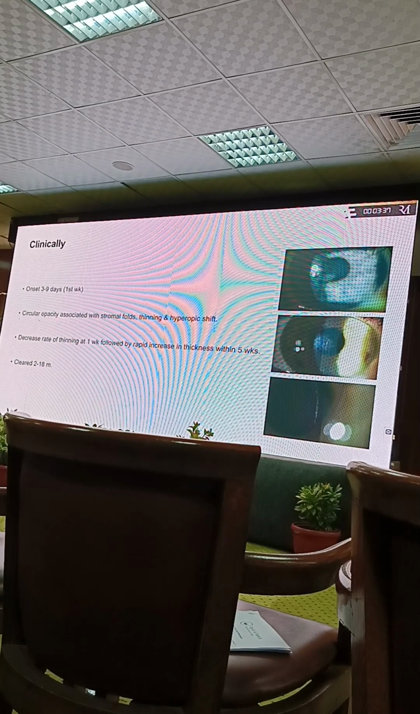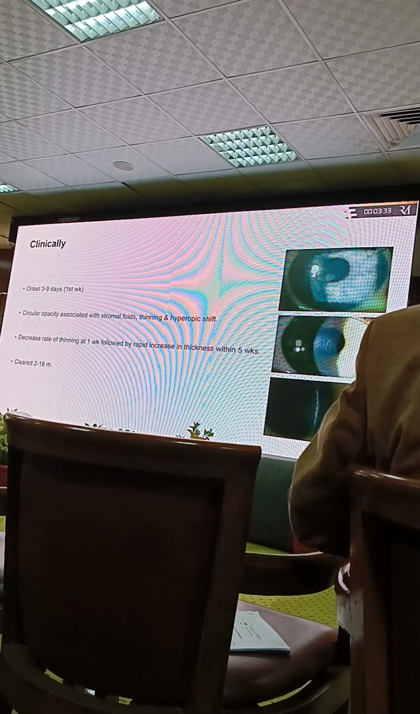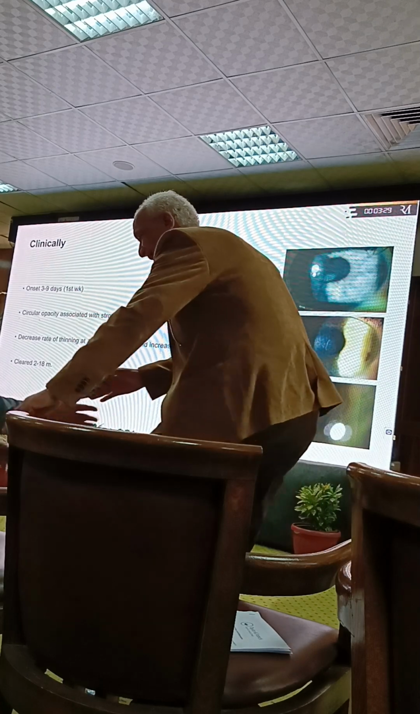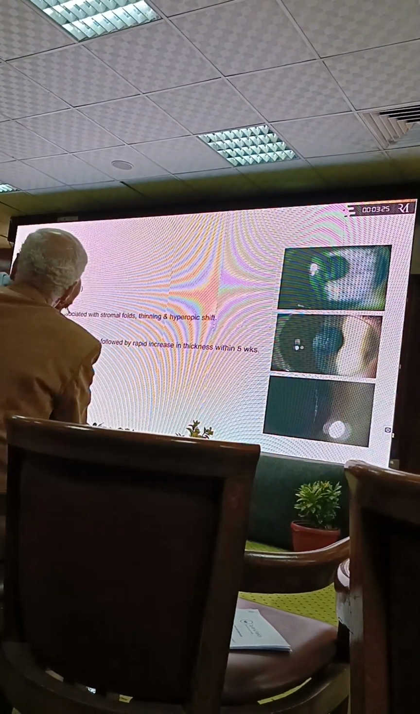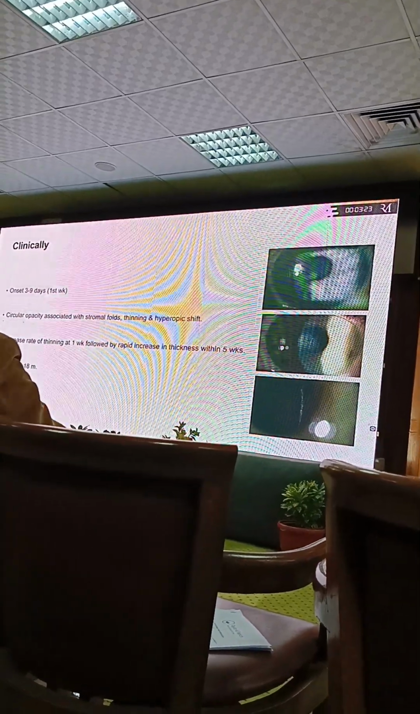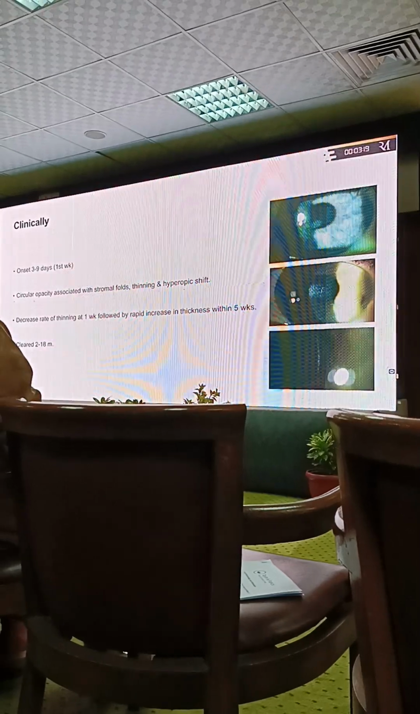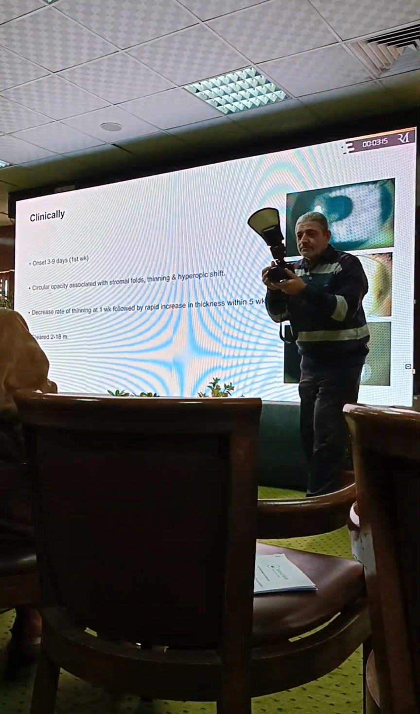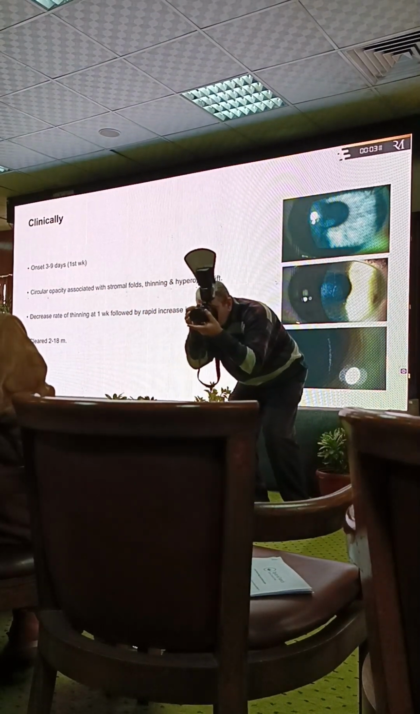So clinically, the onset is usually in the first week, 3 to 9 days, with circular opacity associated with stromal folds, as you can see in the pictures, especially the middle one, with hyperopic shift due to flattening of the cornea due to collapse of the stroma underneath. Decrease in the rate of thinning at the 1 week period, followed by rapid increase in the thickness within 5 weeks. It's cleared within 2 to 18 months.